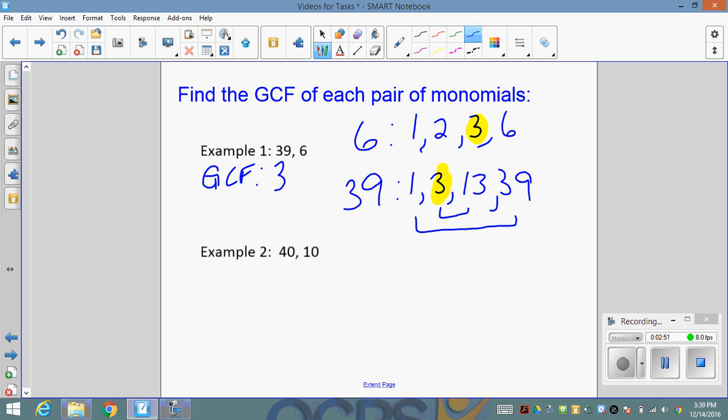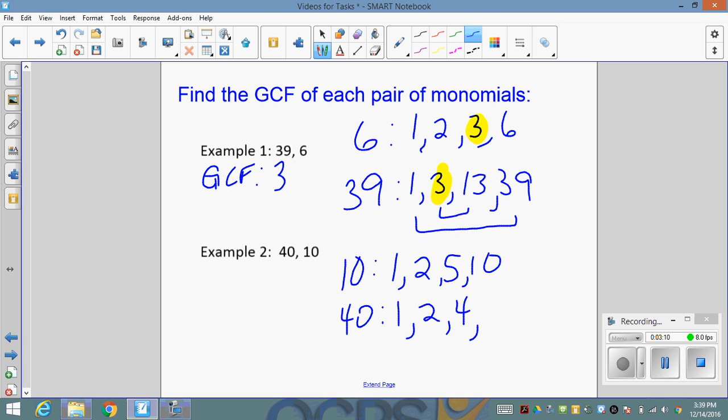Okay, let's do the same process for 40 and 10. My factors for 10: 1, 2, 5, and 10. And I know I'm fast at that. It might take you a little longer. My factors for 40, I'm just starting at 1 and going. So 1, 2, 3 doesn't go, 4 does, 5 does, 6 does not, 7 does not, 8 does. And see, I've got a pair there.